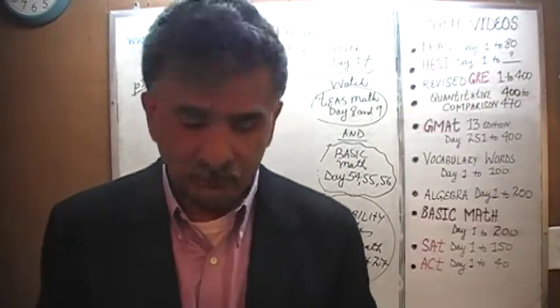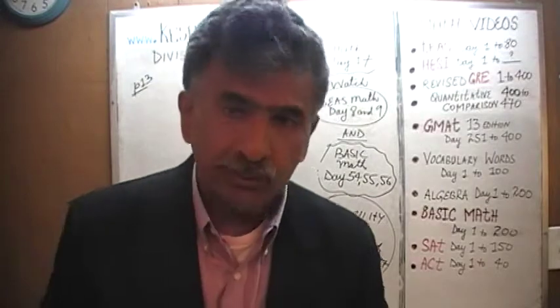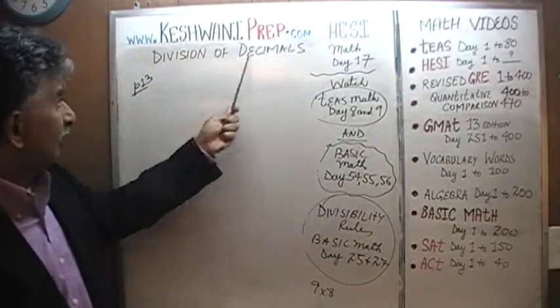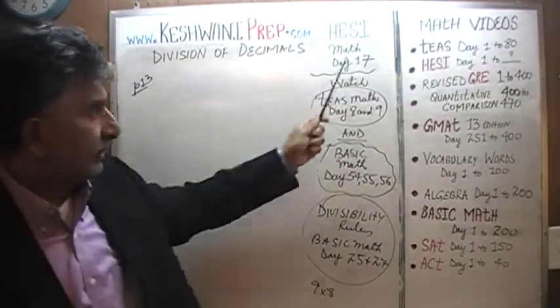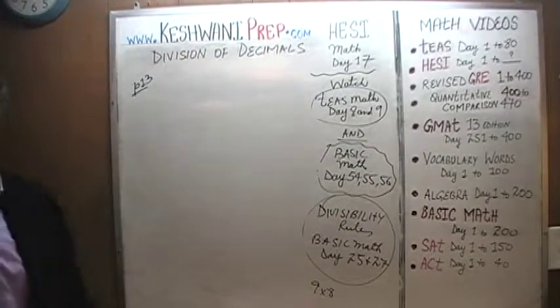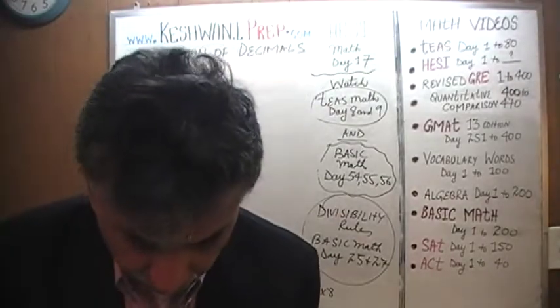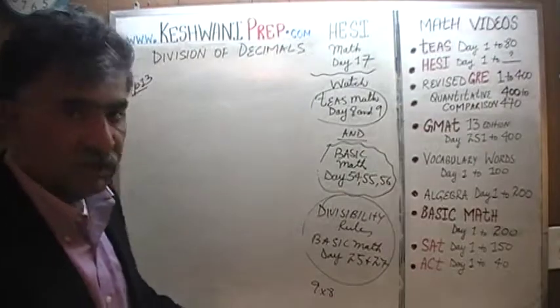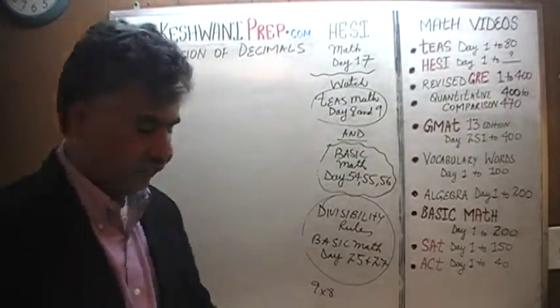Right now, we are in the process of solving problems dealing with the division of decimals. Today is our lesson number 17. Please turn to page number 13, where you will see some sample problems. We did the first three yesterday. Today we'll do number 4 and 5.